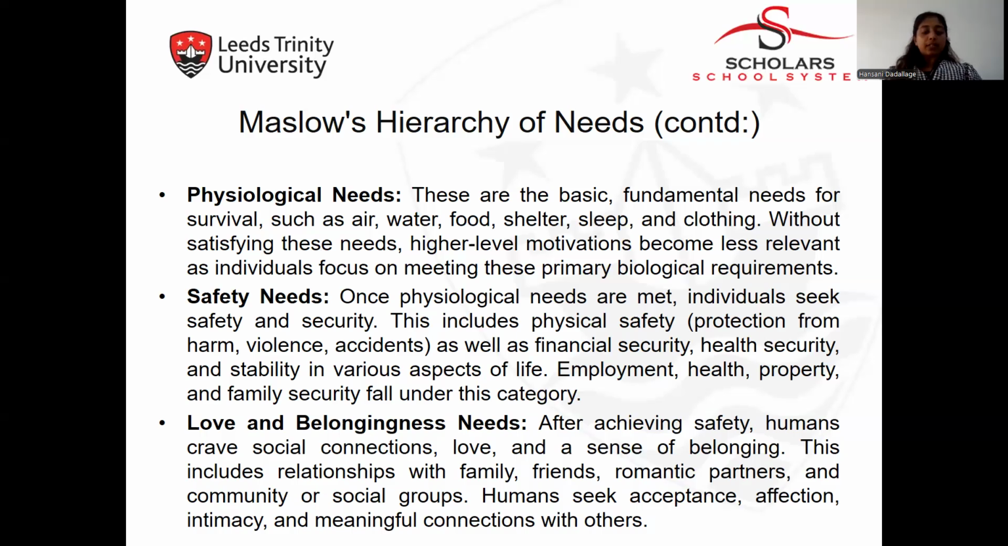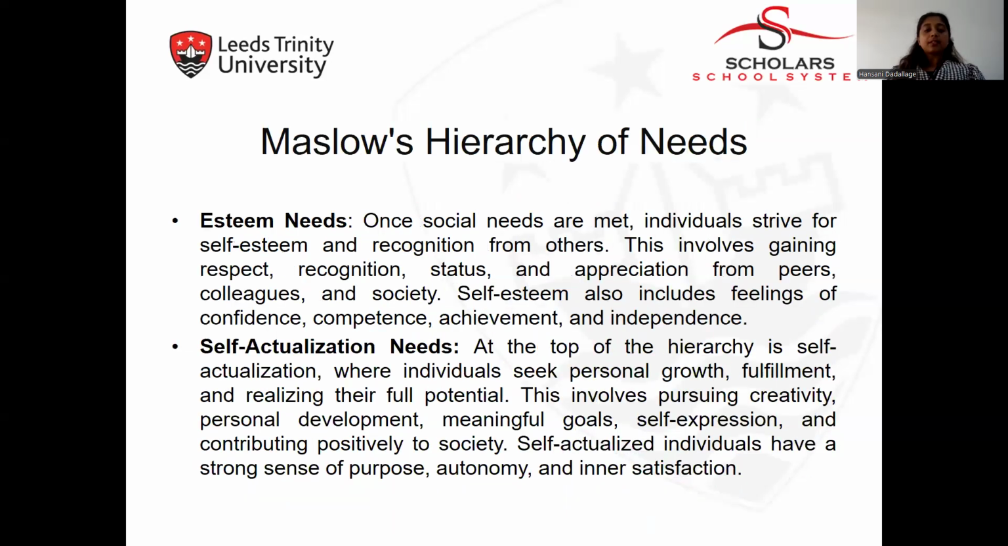Then love and belongingness needs. After achieving safety, humans crave social connections, love, and a sense of belonging. This includes relationships with family, friends, romantic partners, and community or social groups. Then the next level of needs are esteem needs. Once social needs are met, individuals strive for self-esteem and recognition from others. This involves gaining respect, recognition, status, and appreciation from others. Self esteem also includes feelings of confidence, competence, achievement, and independence.